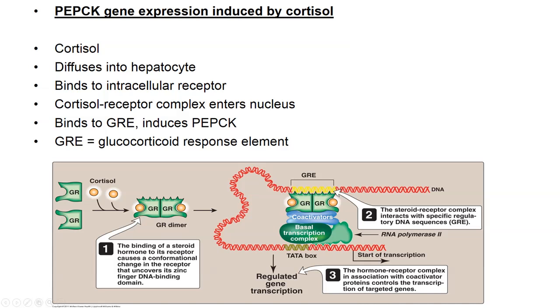And then cortisol is another example. It also is going to turn on the PEP carboxykinase gene, although through a different mechanism. So cortisol diffuses into the hepatocyte. If I didn't mention it earlier, this gene is going to be expressed exclusively in liver cells, a couple other cells too, but gluconeogenesis is a process that's unique mainly to the liver. You see it a little bit in the kidney as well, but certainly it's not done in all cell types.